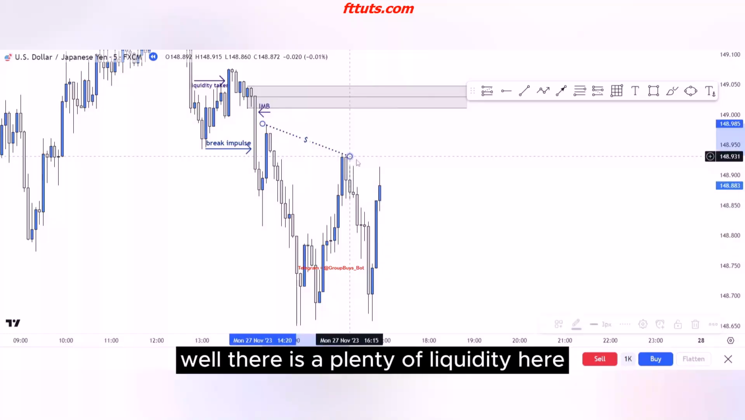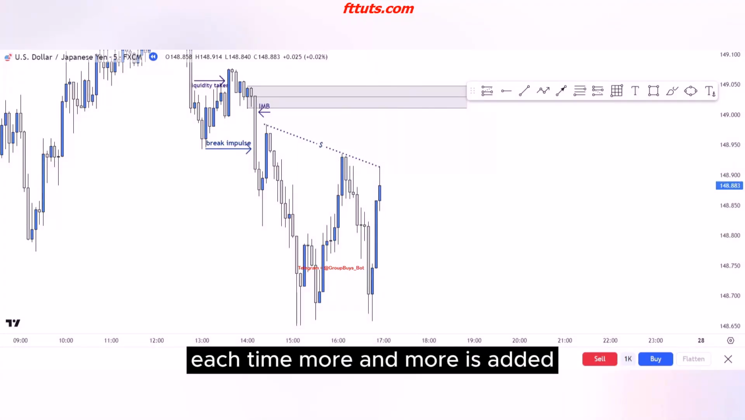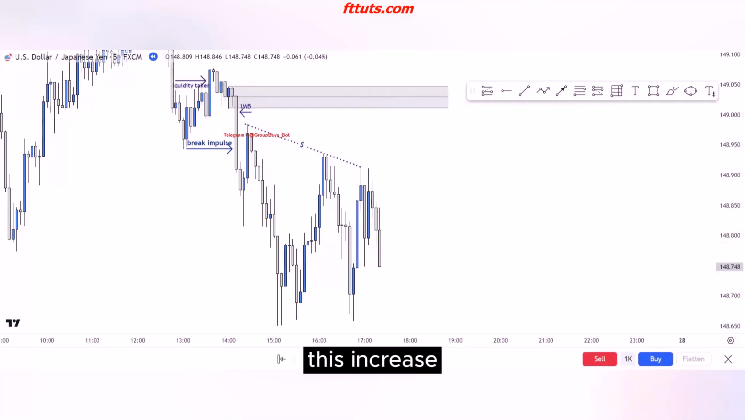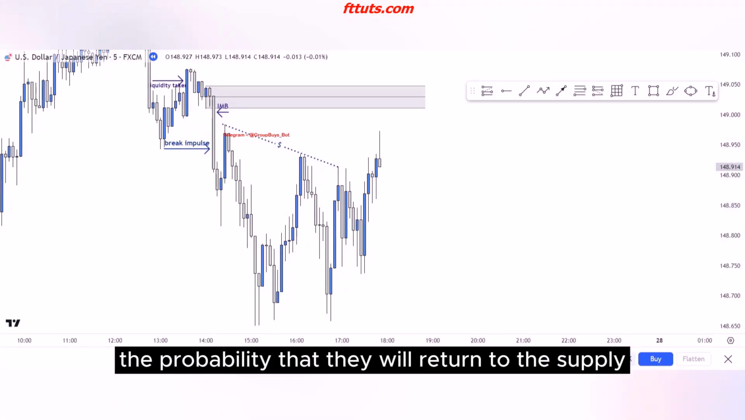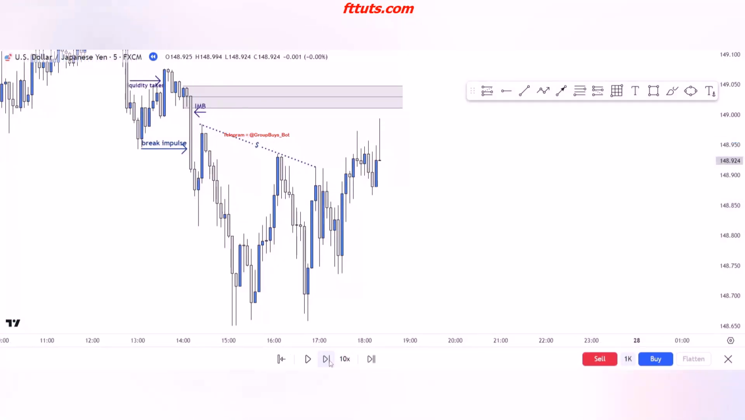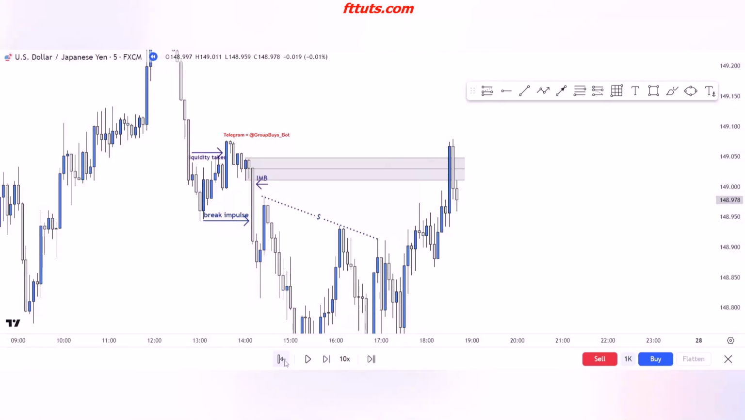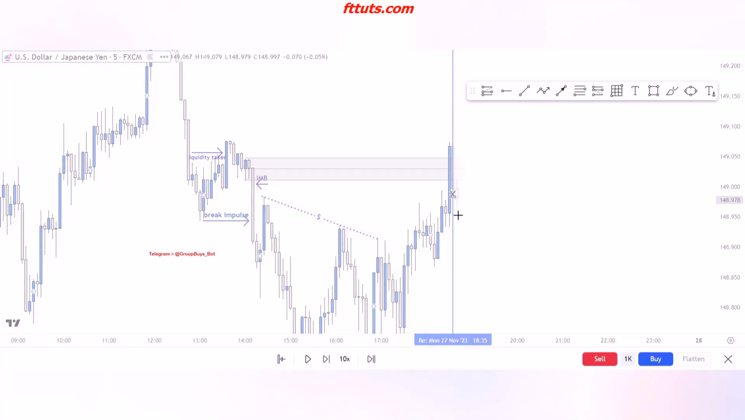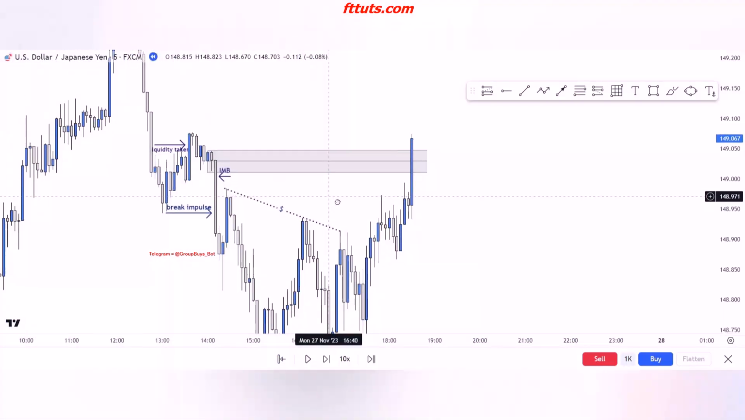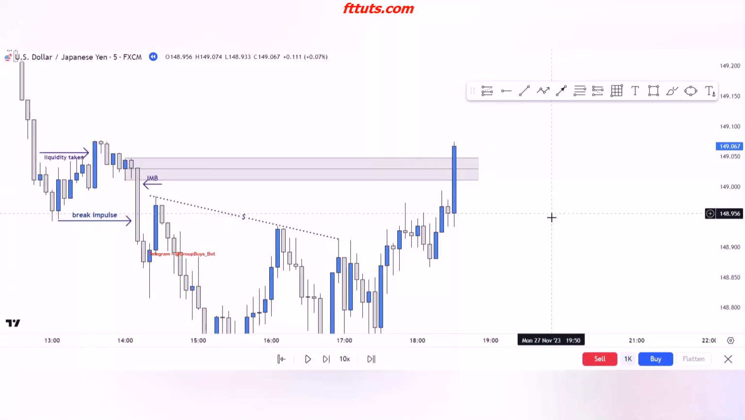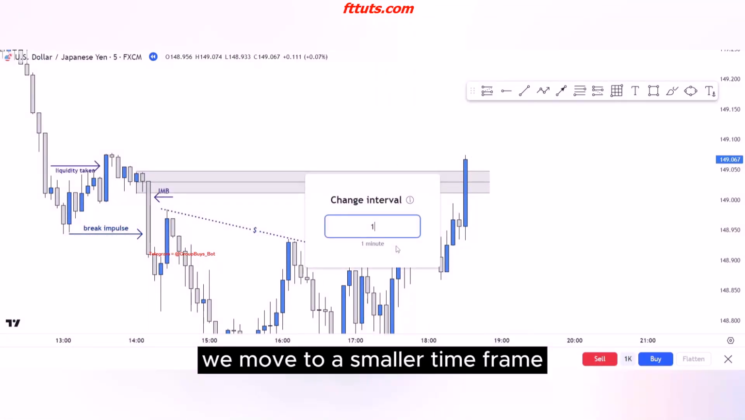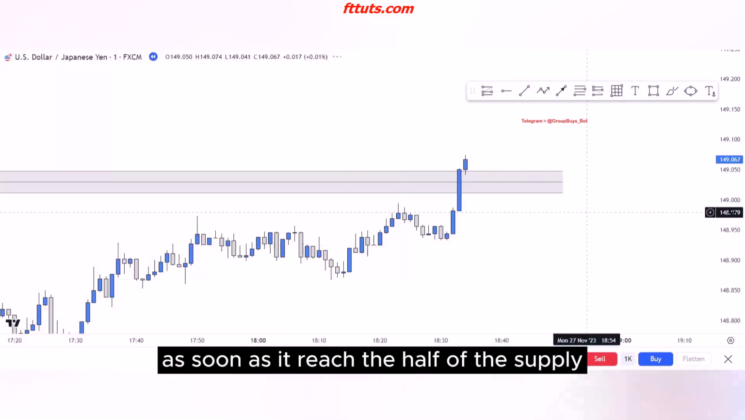Well, there is plenty of liquidity here. Each time more and more is added. This increases the probability that they will return to this supply. We move to a smaller time frame as soon as we reach half of the supply.